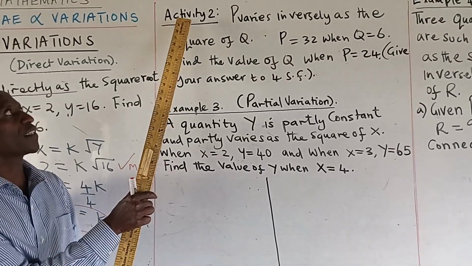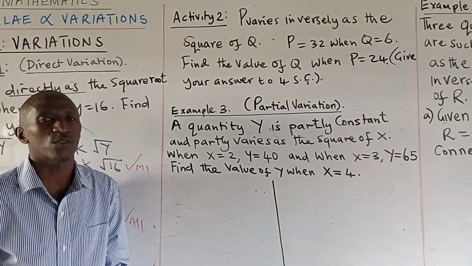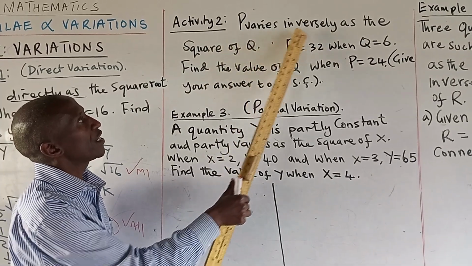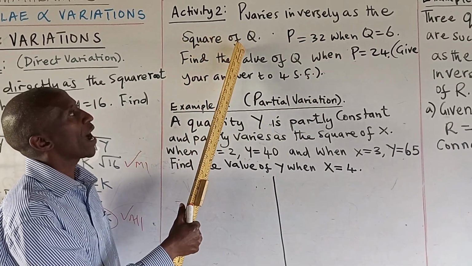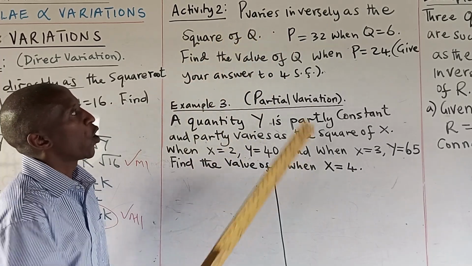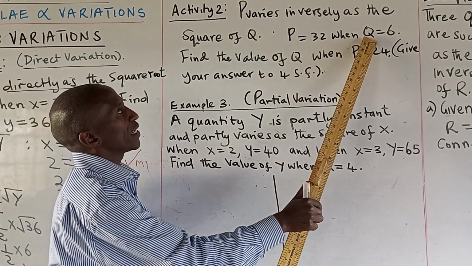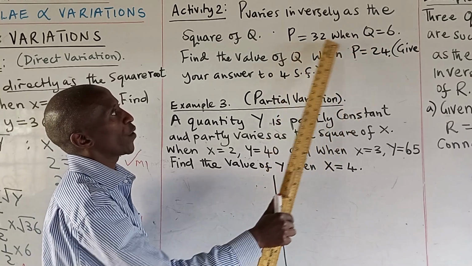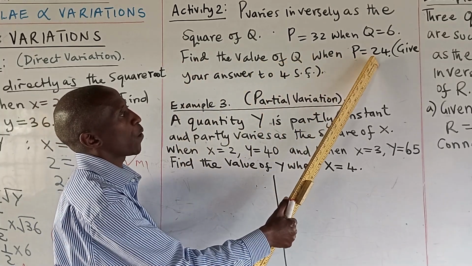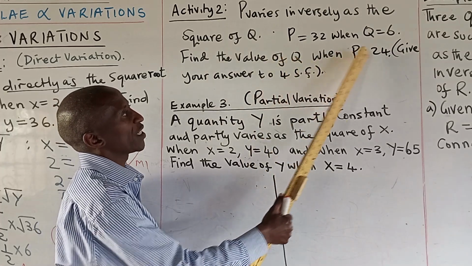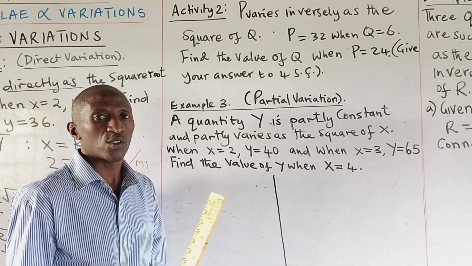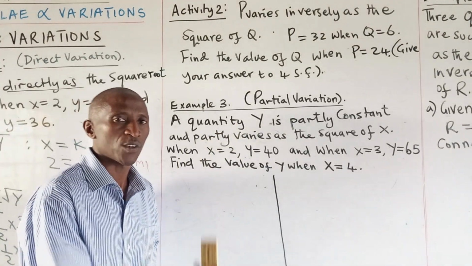Let's look at a question on inverse variation. This question will be an activity which we shall report in the live section. Viewers, let's put it down. P varies inversely as the square of r. When P is 32, Q is 6. Find the value of Q when P is 24 and give your answer to 4 significant figures. We shall work it out during the live section and do the reporting for that.